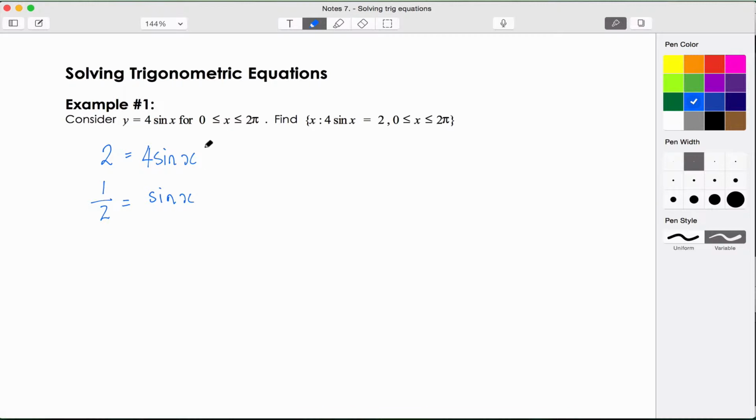Now you could probably just use your table of values that you have hopefully memorized by now to find the inverse value of where sine is equal to 1/2. And you could get x equals pi over 6.